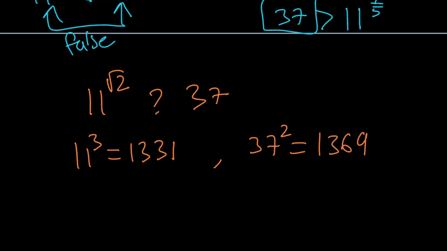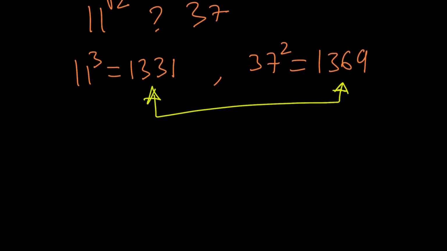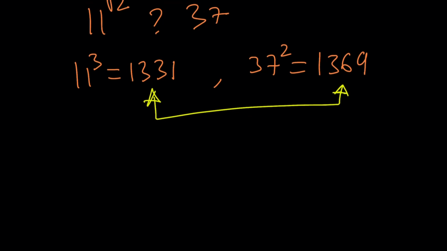1369. Now, why am I looking at these powers? Because these numbers are so close. Look at that. They're super duper close, and they come from my chart. I already know that those numbers are pretty close. Okay, great. So how do I use this information to transition to what I need? Let's find out. So this tells us 11 to the third power is less than 37 squared.